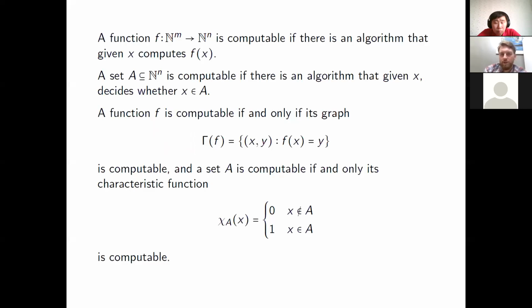Basically, you should think of something as computable if there's an algorithm for it, right? So a function is computable if there's an algorithm that computes the function. A set's computable if there's an algorithm that tells you whether something's in the set or not. You can pass back and forth, right? So a function is computable if its graph is computable as a set, and a set's computable if its characteristic function is computable as a function. So whether we're talking about sets or functions, it doesn't really matter. You can pass back and forth.